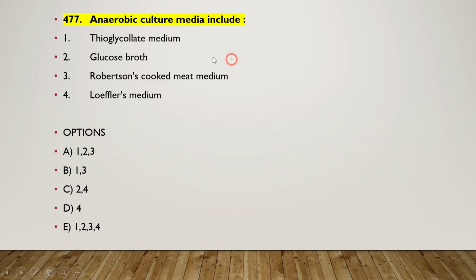So next question is, anaerobic culture media include thioglycolate medium, glucose broth, Robertson's cooked meat medium or Loeffler's medium. Right answer is option B. It is 1 and 3, that is thioglycolate medium and Robertson's cooked meat medium are anaerobic culture media.